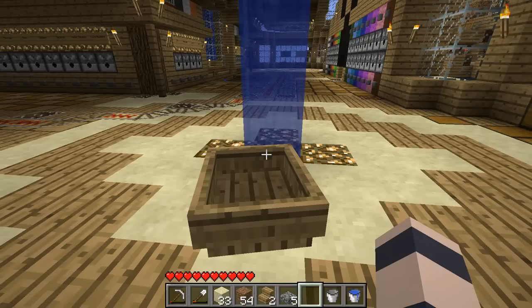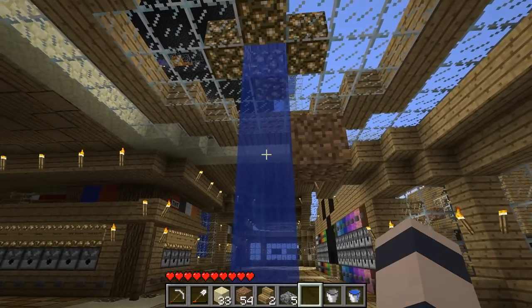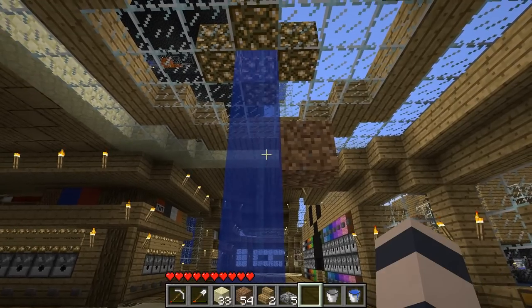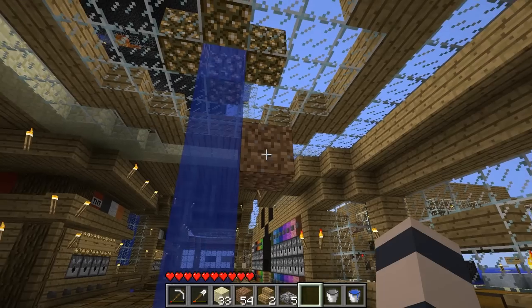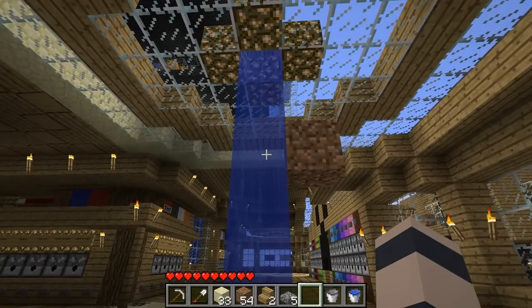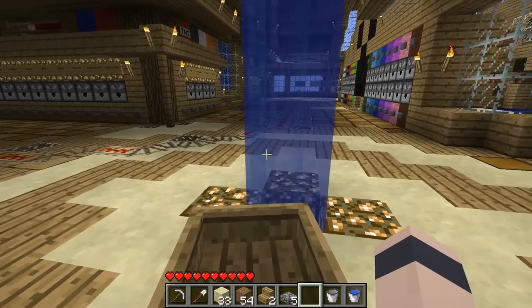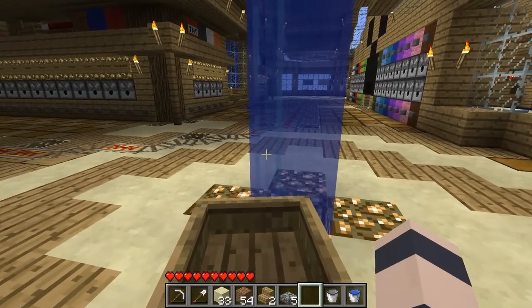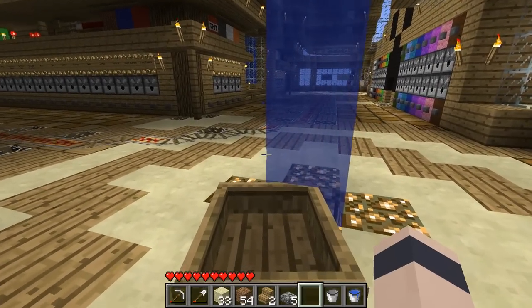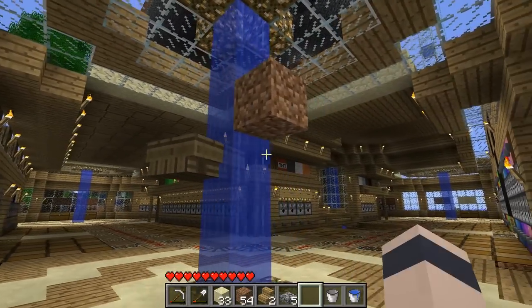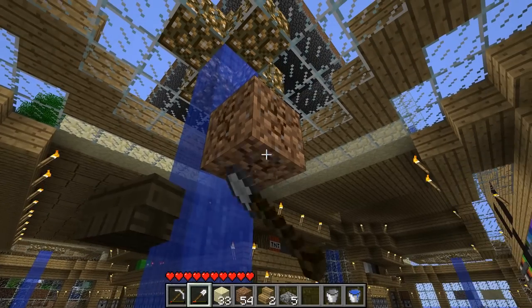A boat will not flow up a stream block if one of the stream blocks has a solid block on one of its sides. So since there's a soil block here, the boat will not float up past this point here. Just like that. If we remove it, it will.